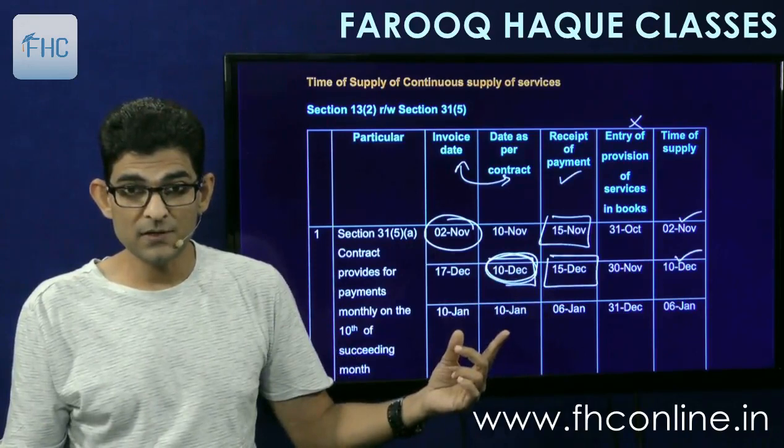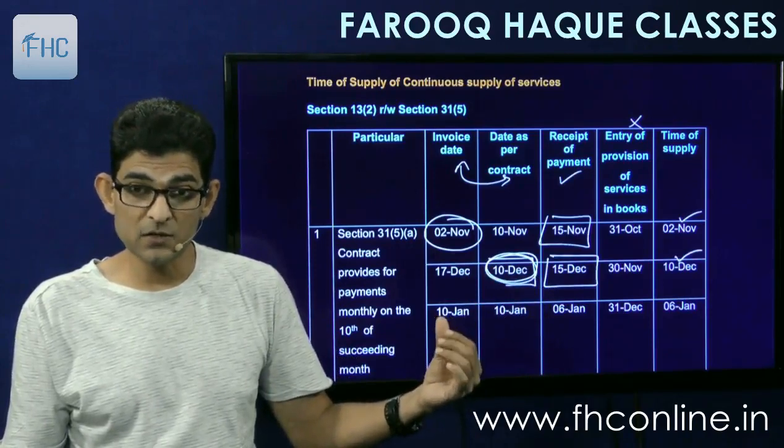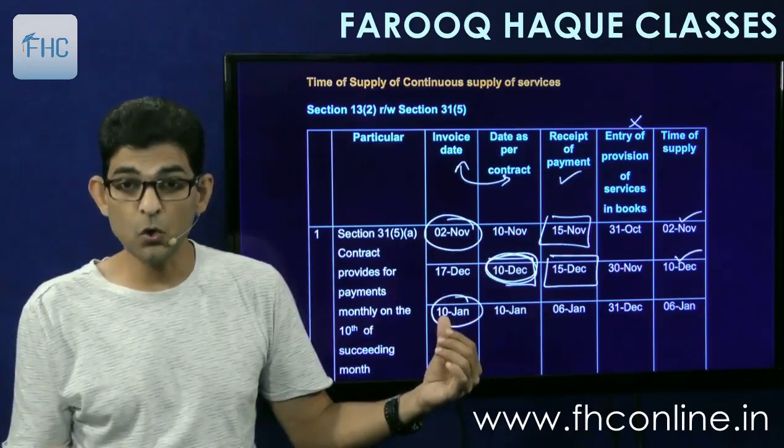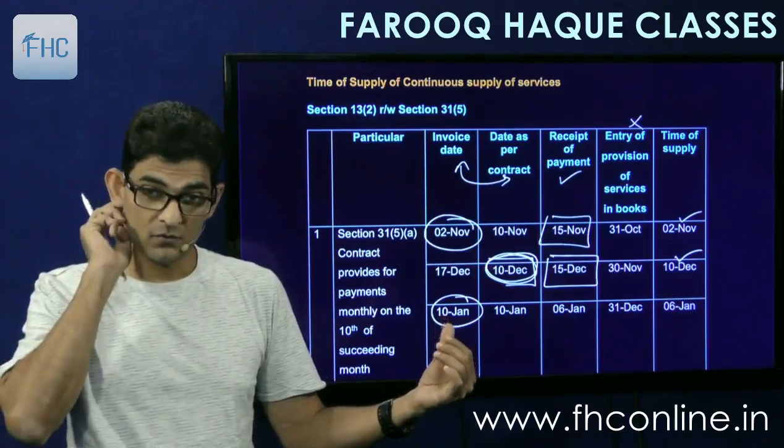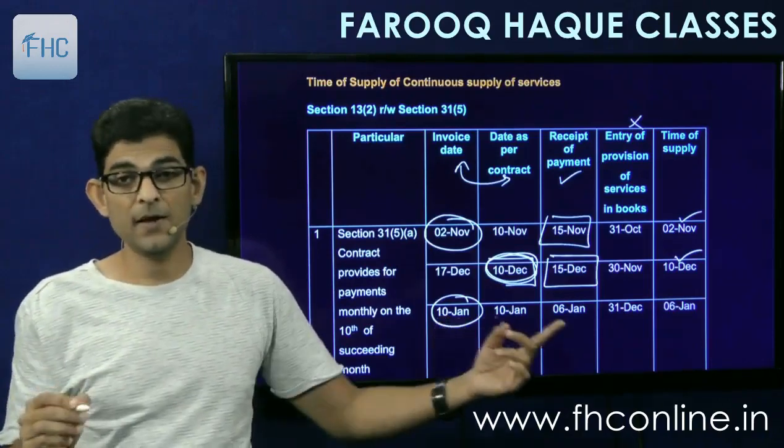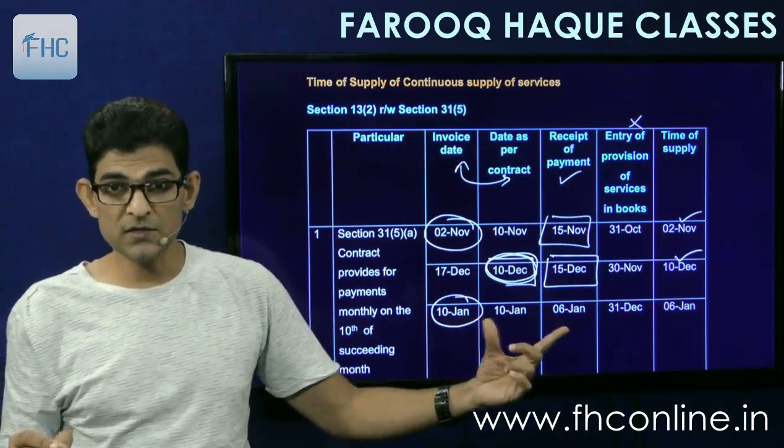10 January is the date as per the contract, and by 10 January you issue the invoice. Very good. On or before you have to issue the invoice. So you have issued. Very good. And 6th Jan. So 10th or 6th? 6th.